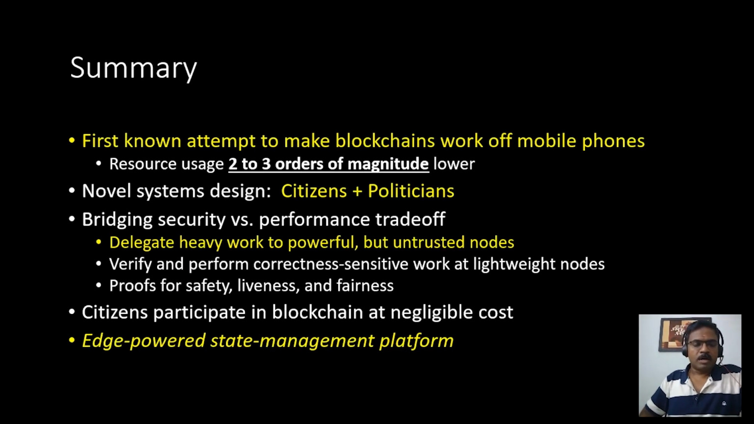In summary, we believe Blockene is the first known attempt to make blockchains work off of mobile phones, where the participants can actually participate in real consensus as first-class citizens despite running on mobile phones. We achieve this by several novel ideas that reduce resource usage by 2 to 3 orders of magnitude, especially around network and storage. This is enabled by a novel systems design with this notion of citizens and politicians, and we bridge the security versus performance trade-off by delegating heavy work to powerful politician nodes that are untrusted, but the citizen nodes, which are lightweight on smartphones, still ensure that politicians cannot lie and cannot affect safety and security of the blockchain. We have detailed proofs for the safety, liveness, and fairness guarantees that Blockene provides.